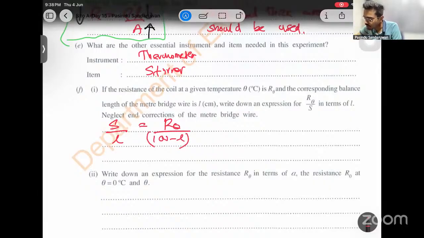We need R theta as the subject. Then R theta is given by S times 100 minus L over L.